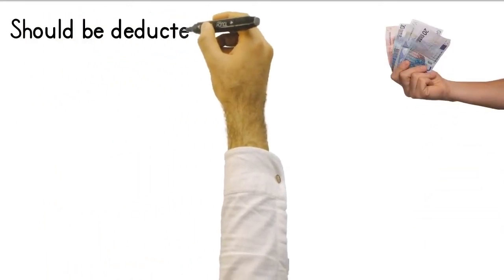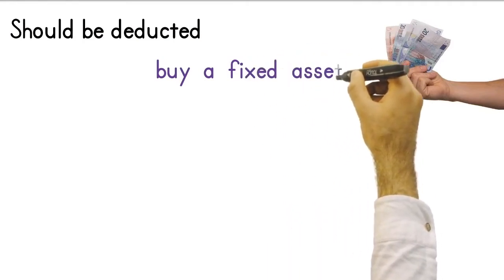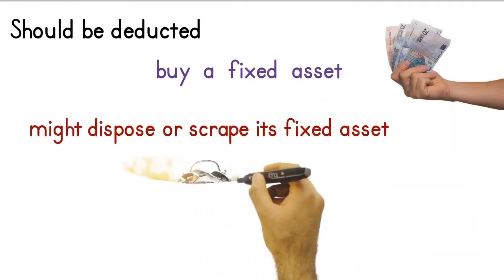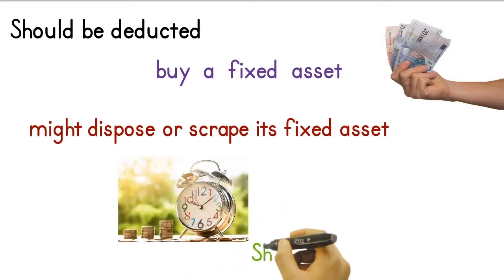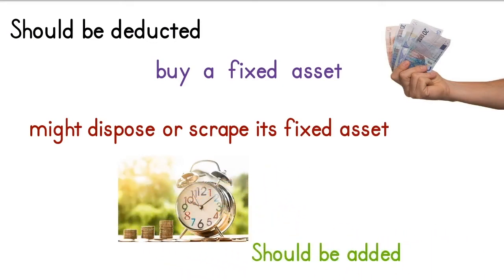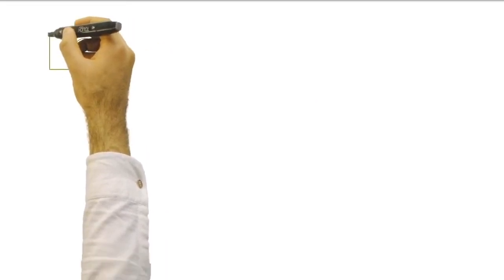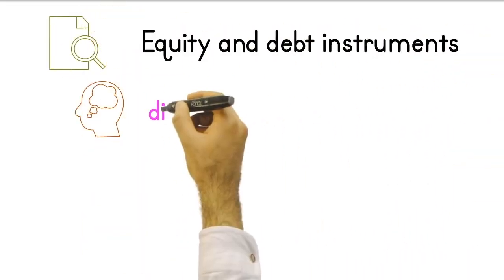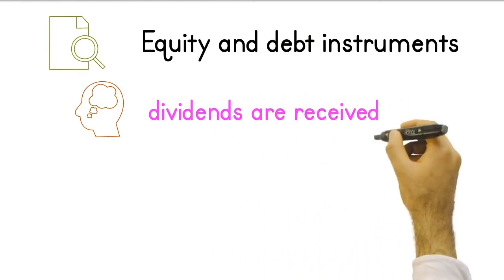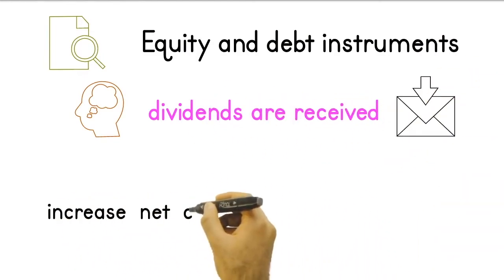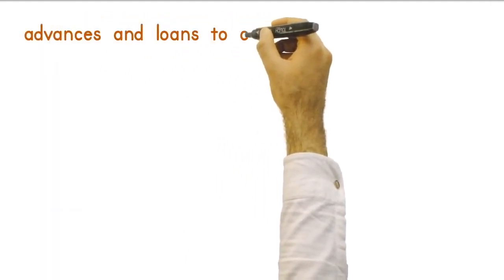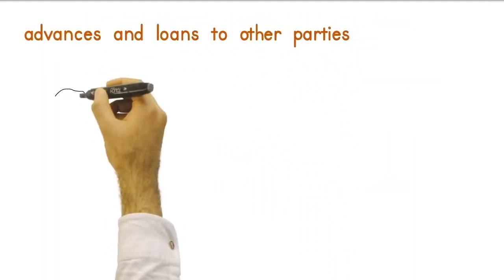Under investing activities, you should deduct any payment to buy a fixed asset. On the other hand, an entity might dispose of, or scrap, some of its previously acquired fixed items. The proceeds from the disposal of these items should be added. Another possibility under investing activities is equity and debt instruments. Imagine dividends are received, so this would be cash in and increase net cash and cash equivalents.